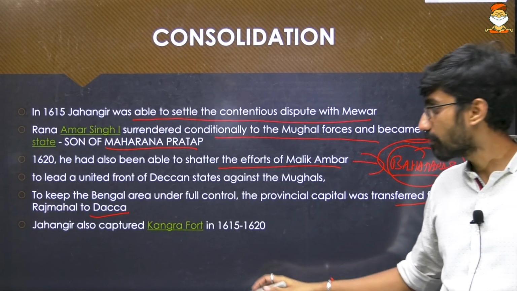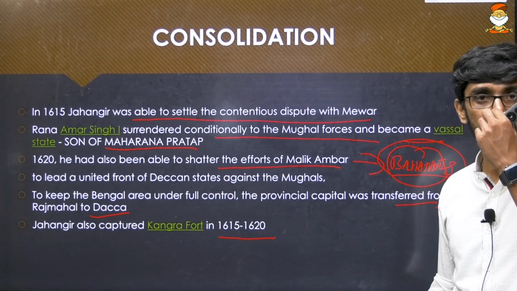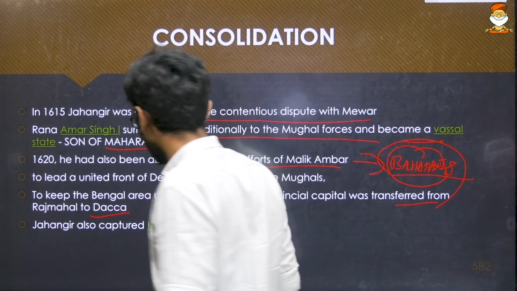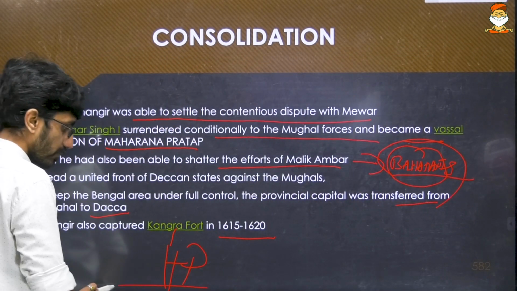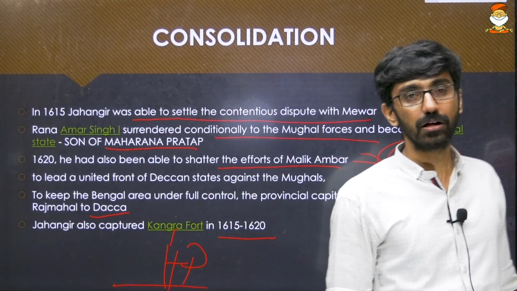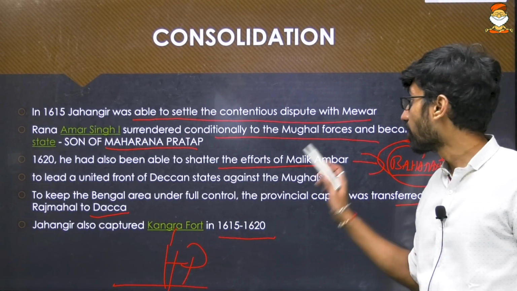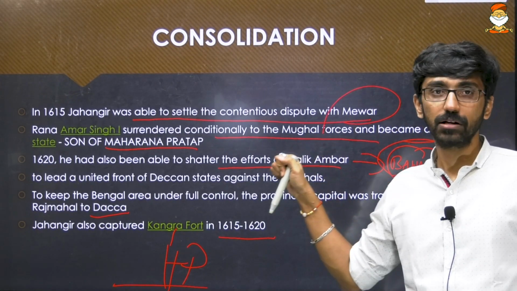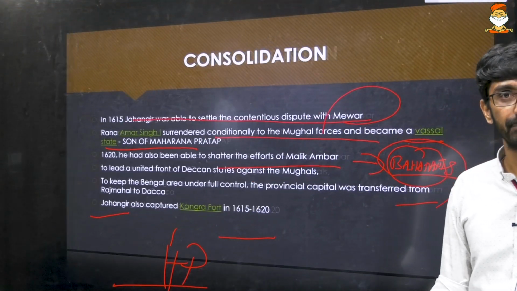Jahangir also captured Kangra fort between 1615 and 1620. Kangra fort is in Himachal Pradesh. So this is Jahangir's consolidation, we can say. Mewar was also consolidated by Jahangir during the time period of Amar Singh.